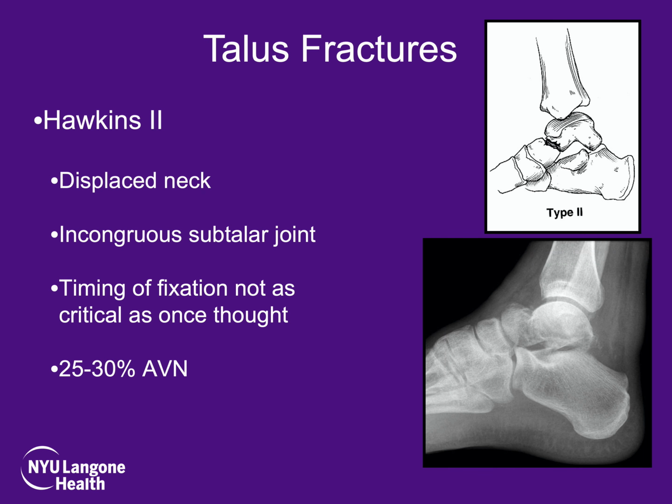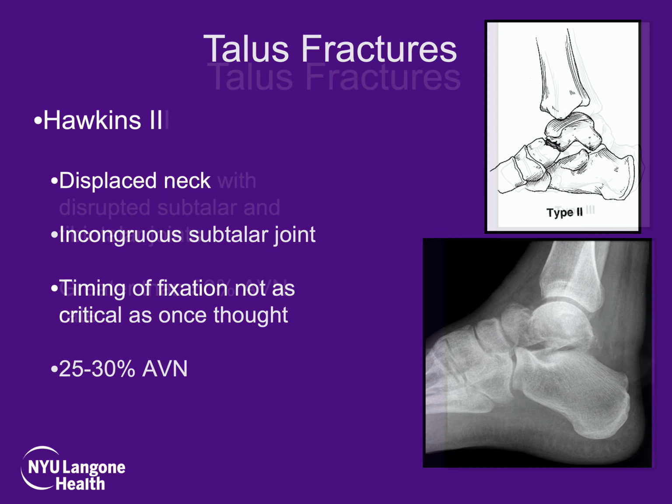The Hawkins 2 is the most common. This is a displaced talar neck fracture with an incongruous subtalar joint. Timing of fixation is not as critical as once thought, but should be done early, within 24 hours. There's a 25 to 30% rate of AVN regardless.